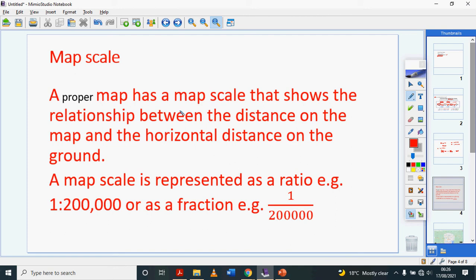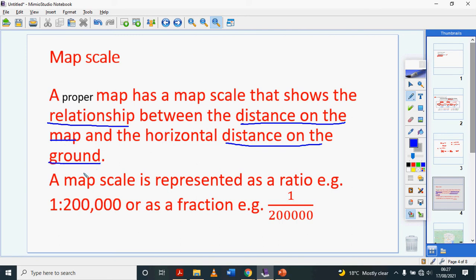So a proper map has a scale that shows the relationship between the distance on the map and the horizontal distance on the ground. Maps show us the relationship between distance on the map and distance on the ground. So if you think about it critically, look at the words: a relationship between a distance on the map and a distance on the ground. So what we're doing is we are relating two numbers.